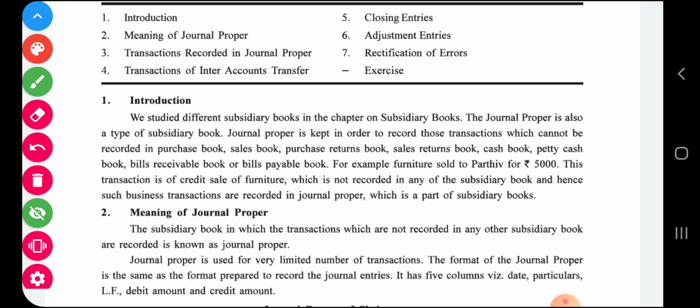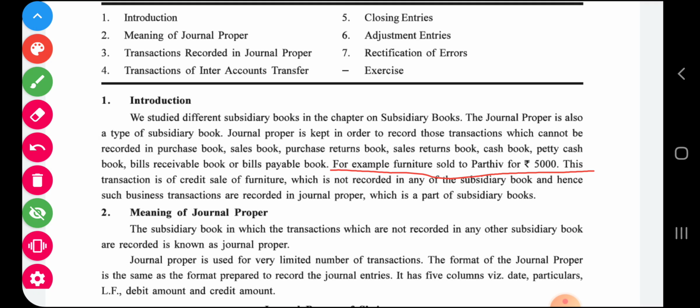Journal proper is kept in order to record those transactions which cannot be recorded in purchase book, sales book, purchase return, sales return, cash book, પેટી કેશ બુક, બિલ્સ રિસીવેબલ, બિલ્સ પેએબલ બુક. એનો મતલબ કે આ બુક્સની અંદર જે ટ્રાન્ઝેક્શન્સ રેકોર્ડ ન થાય તે ઓલ ટ્રાન્ઝેક્શન્સ આર રેકોર્ડેડ ઇન જર્નલ પ્રોપર. ફોર એક્ઝામ્પલ, ફર્નિચર સોલ્ડ ટુ પાર્થિવ 5,000. Now this transaction is a credit sale of furniture which is not recorded in any other subsidiary book. Hence, such business transactions are recorded in journal proper, which is a part of subsidiary book.